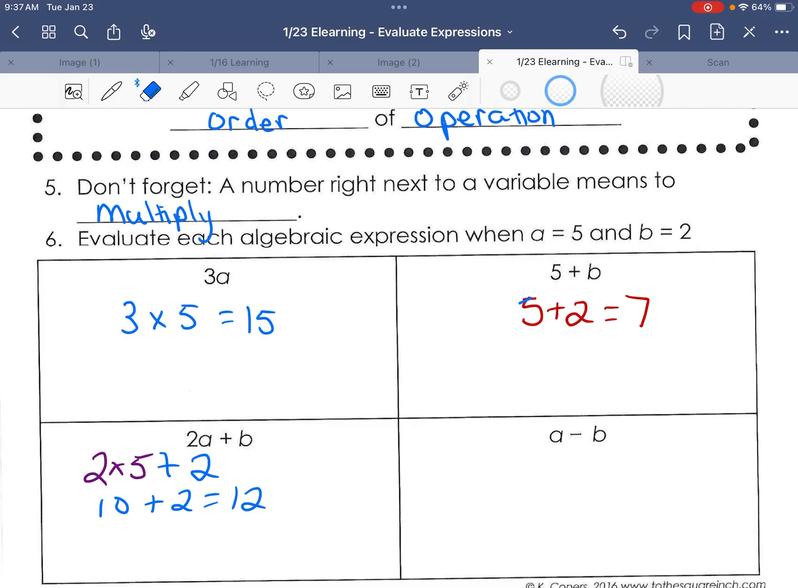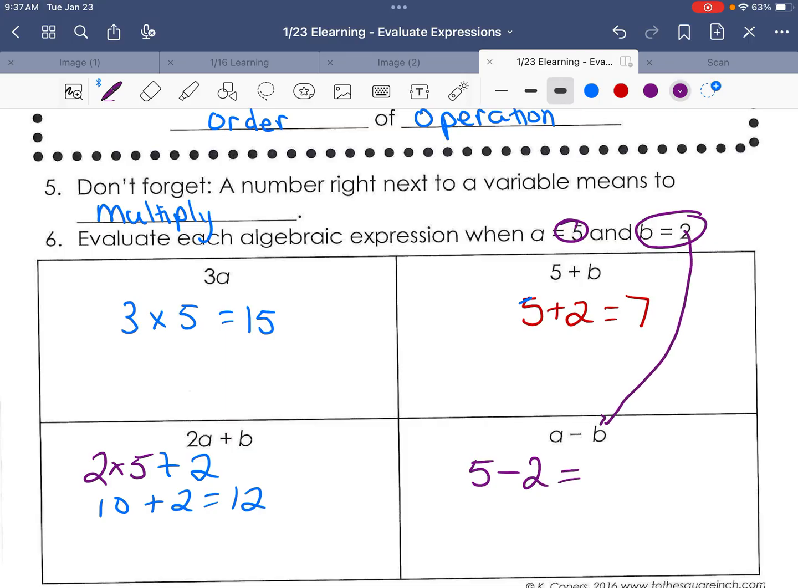All right, let's take a look at one more example. We have a minus b. a is equal to 5, so we're going to do 5 minus, and b is equal to 2, so 5 minus 2, because we're just substituting that 2 in where the b is and that 5 where the a is. And 5 minus 2 is 3. So that is how we evaluate algebraic expressions.